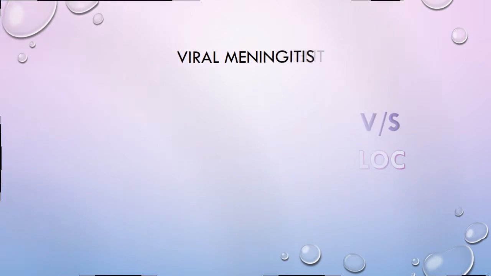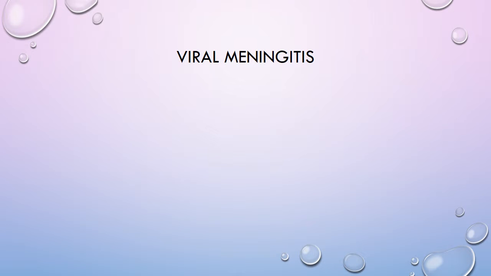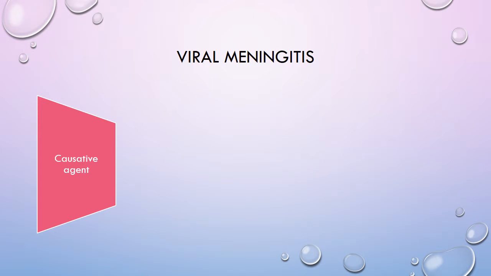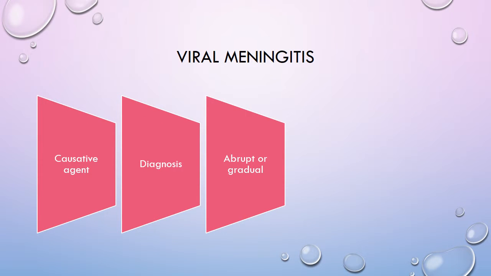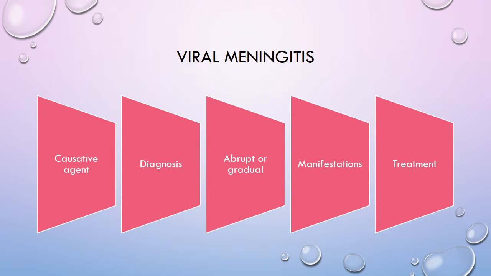Let's talk about viral meningitis. Causative agents are principally viruses, including the arbovirus, the herpes simplex virus, the cytomegalovirus, the human immunodeficiency virus, and the adenovirus. Diagnosis is based upon CSF findings. Onset is abrupt or gradual. Manifestations include headache, fever, and malaise. And treatment is primarily symptomatic.